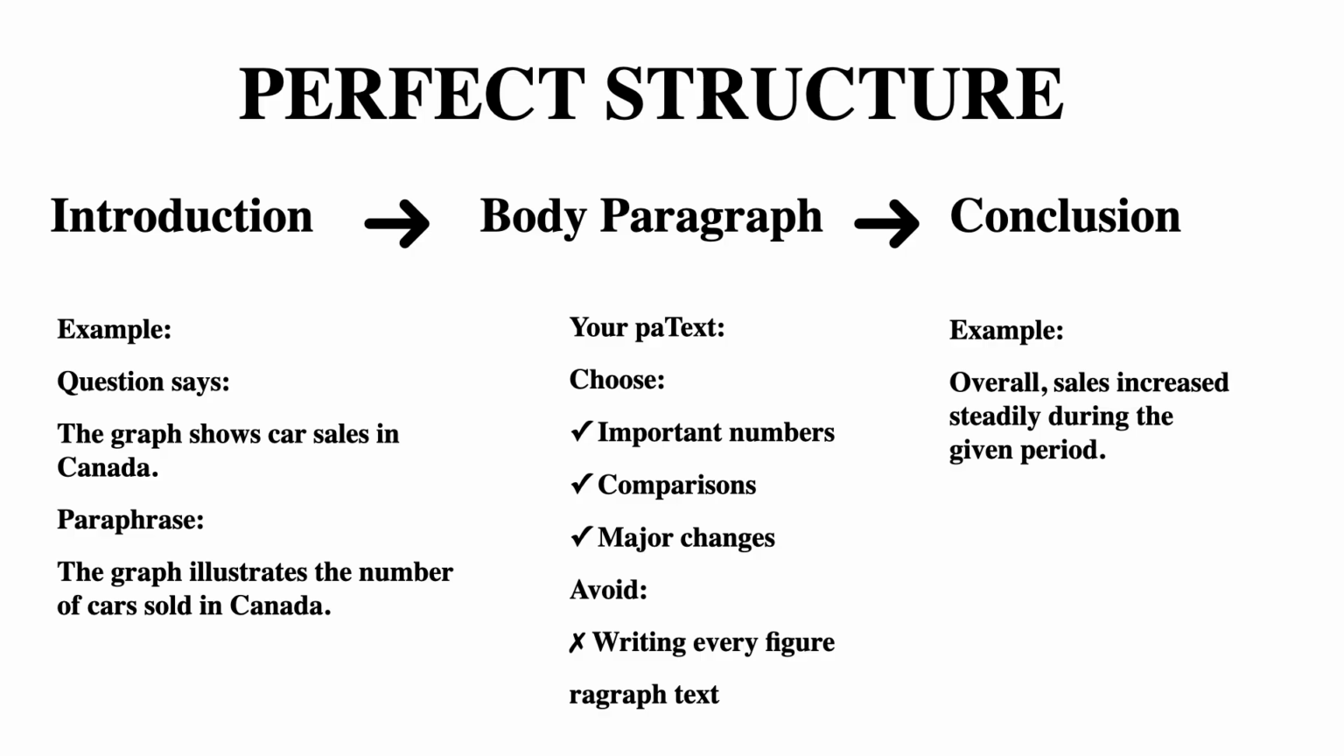Do not write every number you see. Choose important trends and compare information. Third is conclusion. Finally, write one short summary of the overall trend. For example, overall sales increased steadily during the given period.